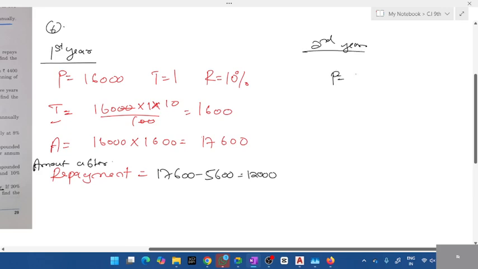Principal equals 12,600. You repaid a person, then 12,600 is left, which you have to repay. That you take as P for second year. Time is 1. R is equal to, so what's the rate given for second year? 12. Okay. Yes, take it as 12. 12,600 into 1 into 12 divided by 100. You'll get some interest.